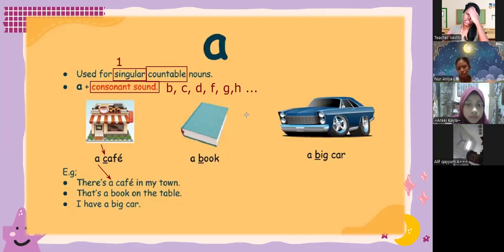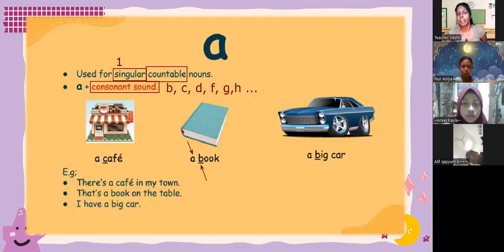How many books can you see? Only one. Can you count books? Yes. Does it start with a consonant? Yes. Mula dengan consonant, mula dengan huruf B. B. Huruf B adalah consonant. So, you must use a book.